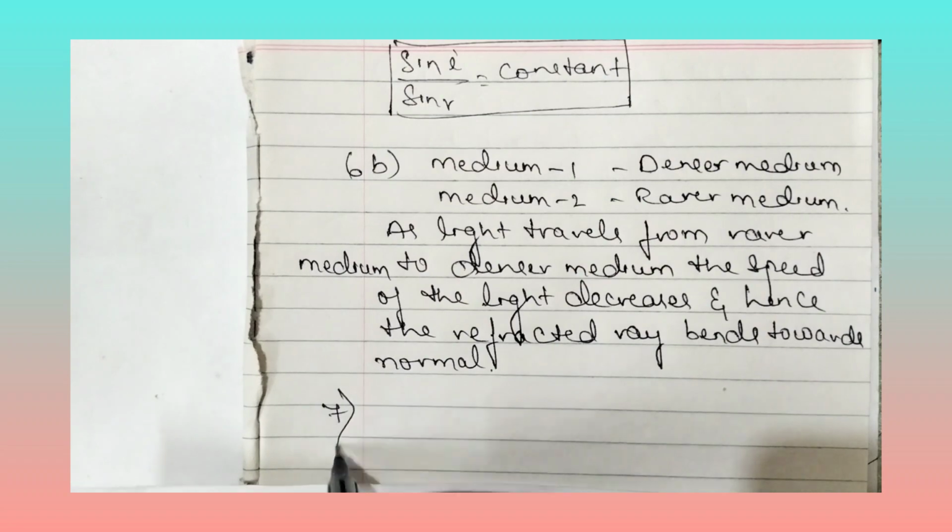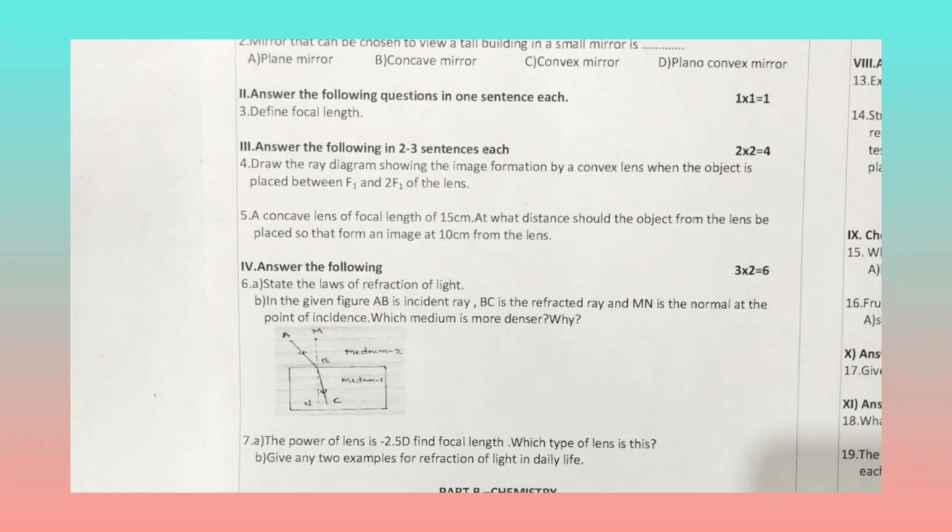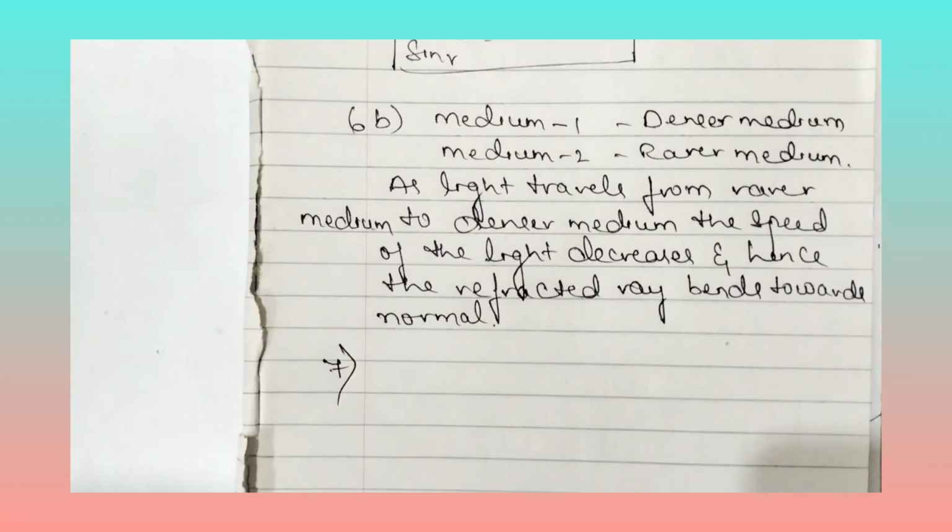Now let us move for question number 7. So in the question number 7 they have given the power of lens is 2.5 diopter. Find the focal length. We have to find the focal length. Which type of lens is this? This is first question. In that one, give any two examples for refraction of light in daily life. So now let us answer both the question.